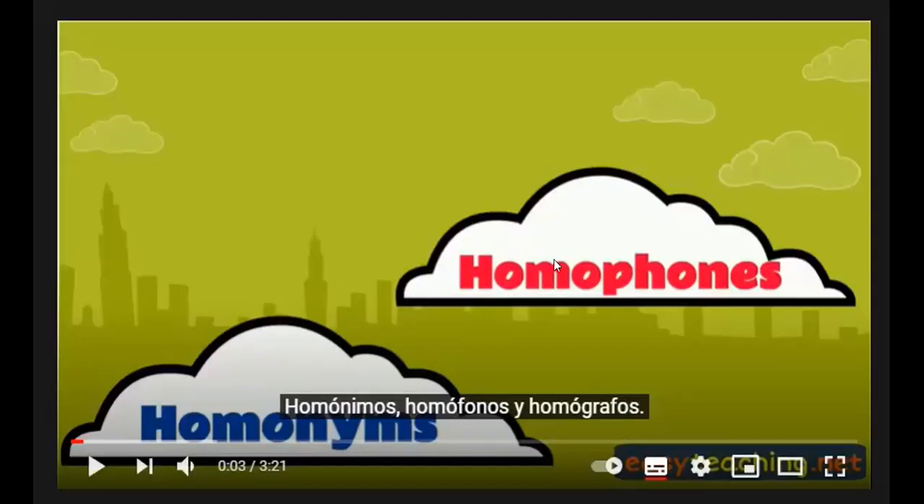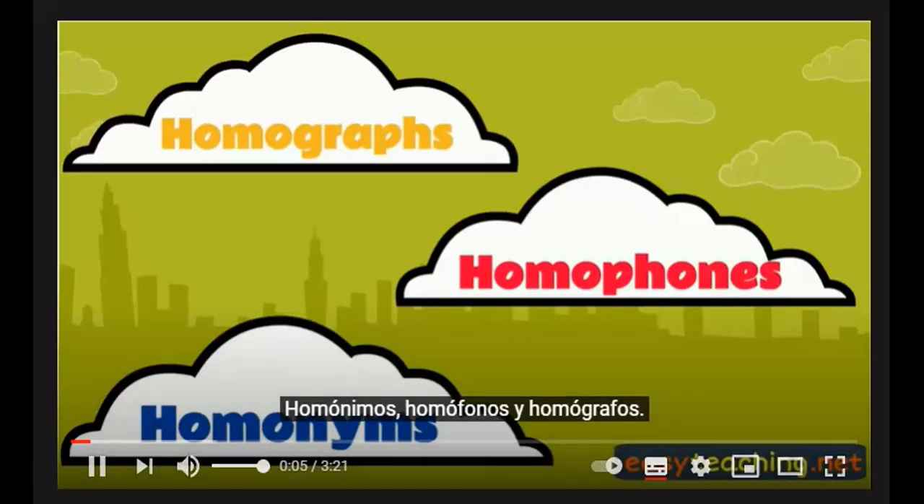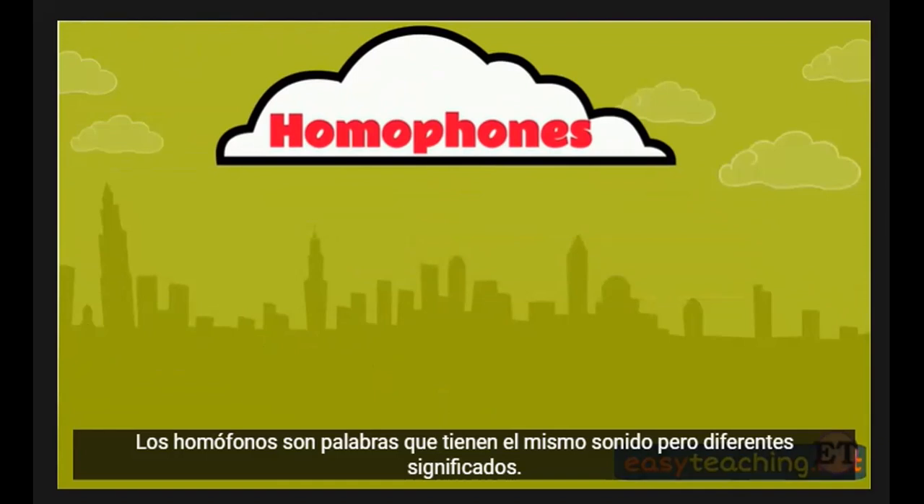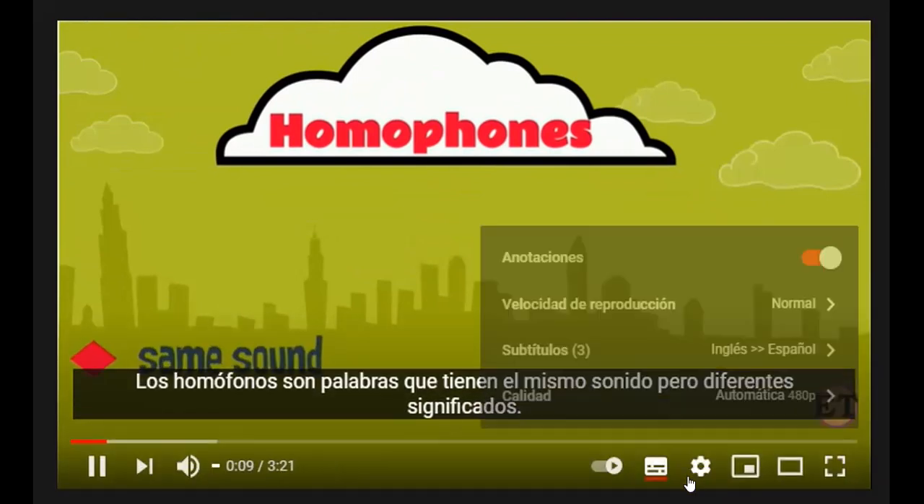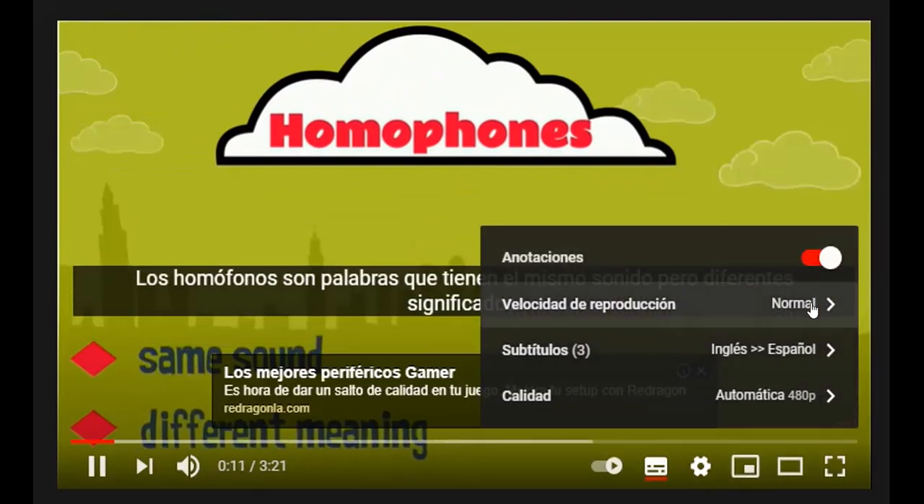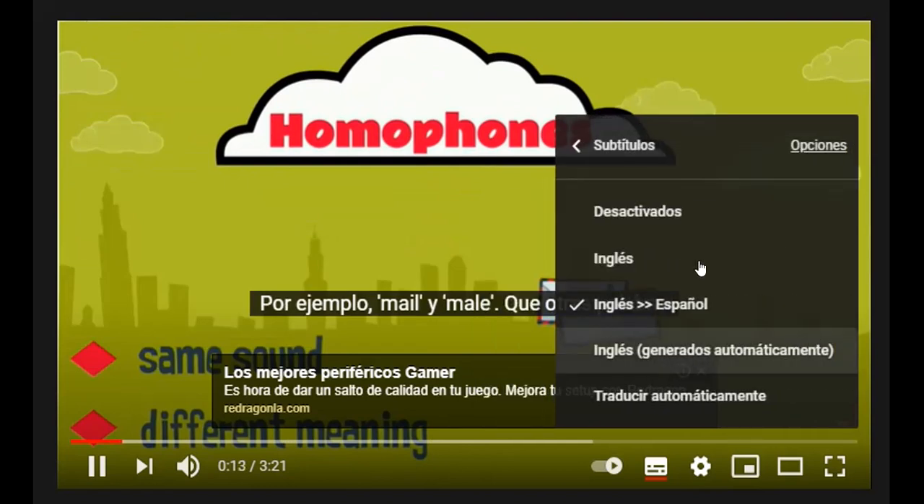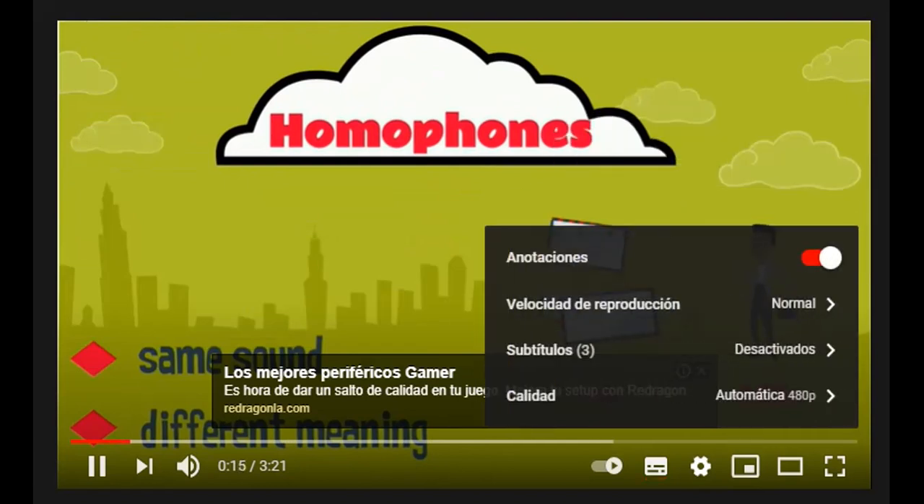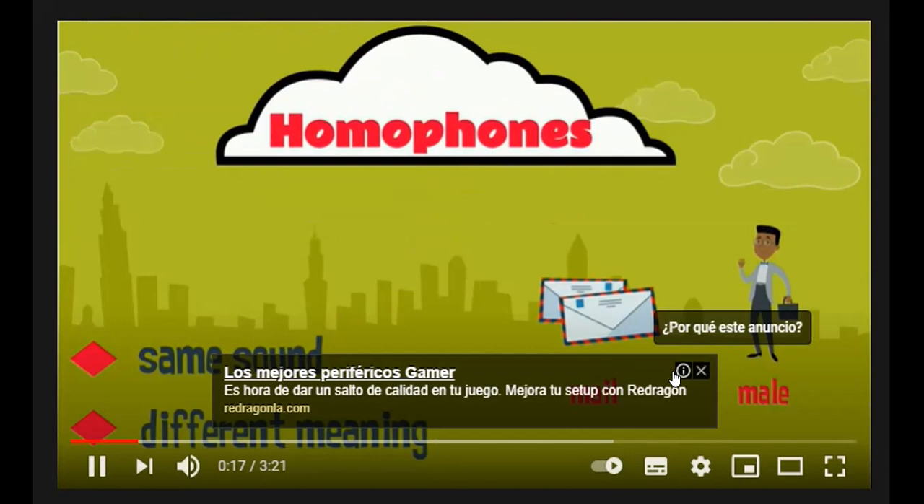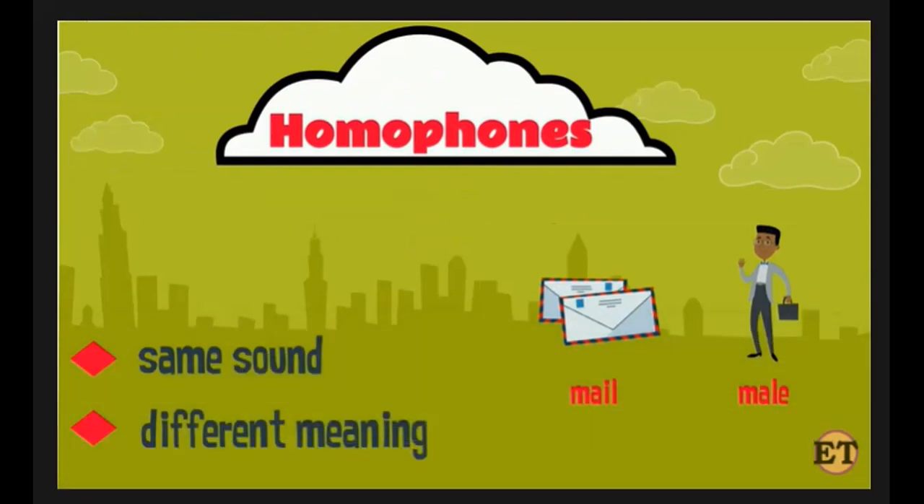And here we go. Homonyms, homophones, and homographs. Homophones are words that have the same sound but have different meanings. For example, male and male. What other words can you think of that have the same sound but different meanings?